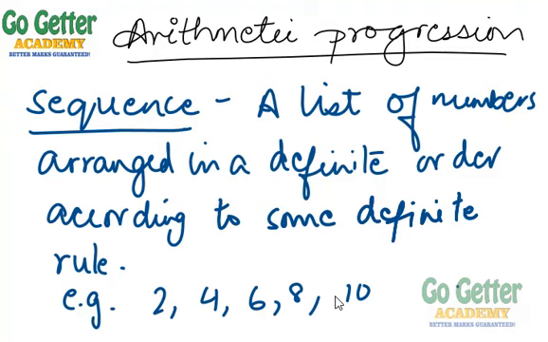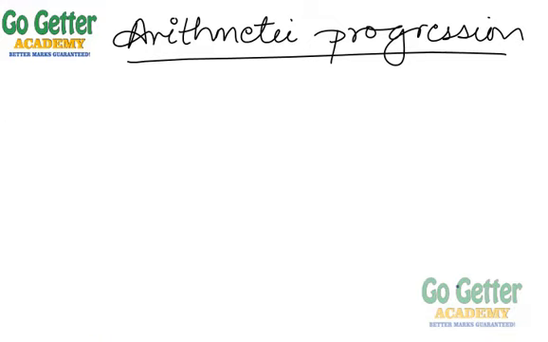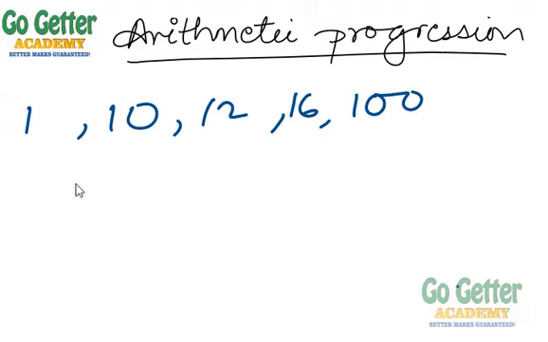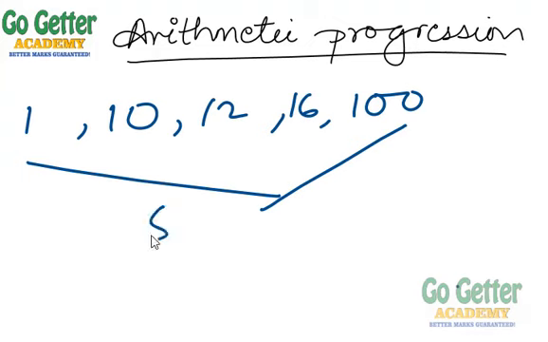Let's take another example of sequence. Say if I tell you another sequence: 1, 10, 12, 16, 100. What is happening here? Simple, this is a sequence. Yes, this is a sequence. What is happening in the sequence? In the sequence, the numbers are being arranged in ascending order. So this is a sequence.